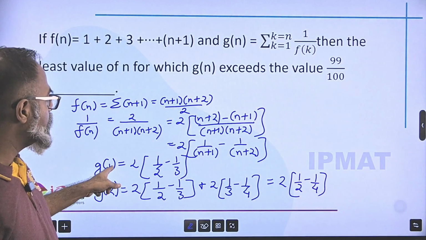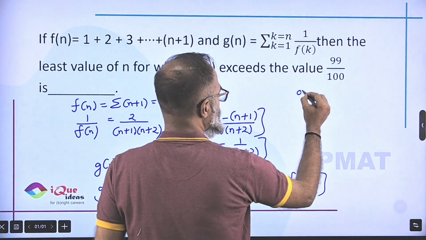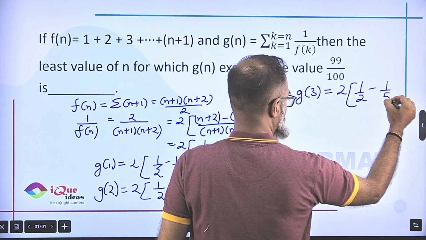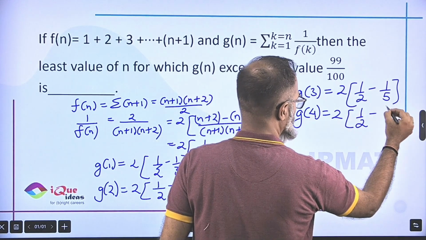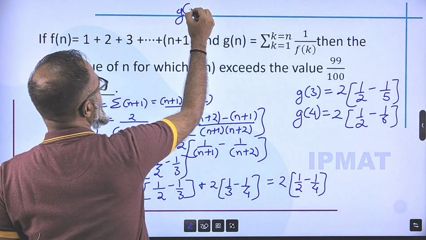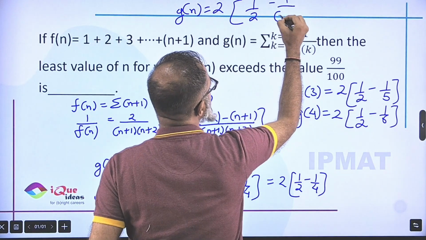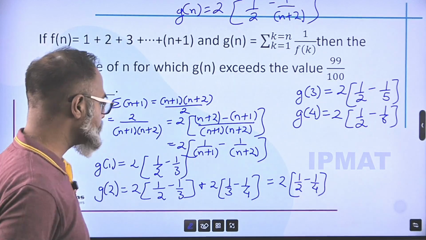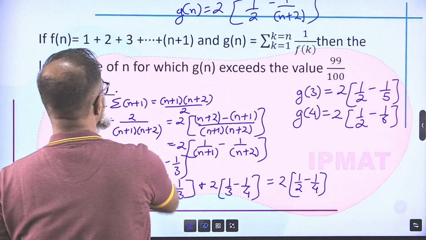Okay. So g of 1 is 1 upon 2 minus 1 upon 3. g of 2 is 1 upon 2 minus 1 upon 4. Similarly, you can work out g of 3 is 1 upon 2 minus 1 upon 5. g of 4 will work out as 1 upon 2 minus 1 upon 6 and so on. So in general, you will get g of n is 2 times 1 upon 2 minus 1 upon n plus 2, right? That's the form that you will get. Now, once you have identified that that is the form, let us see what we have to do further.